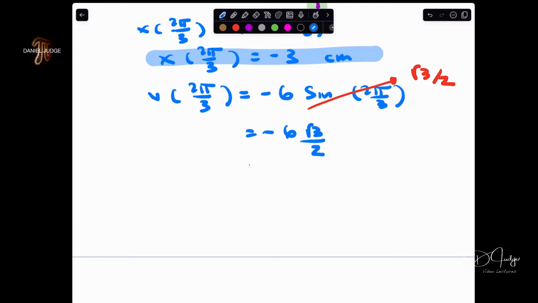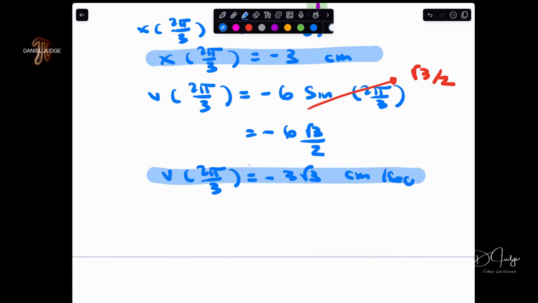And we end up saying that the velocity at 2 pi over 3 here is negative 3 square root of 3. That would be centimeters per second, okay? So just going over some little details, and the devil's in the details, but I think they're very helpful. Now, I want you guys to note that the particle, since it has negative velocity, is moving in what we call the negative direction.